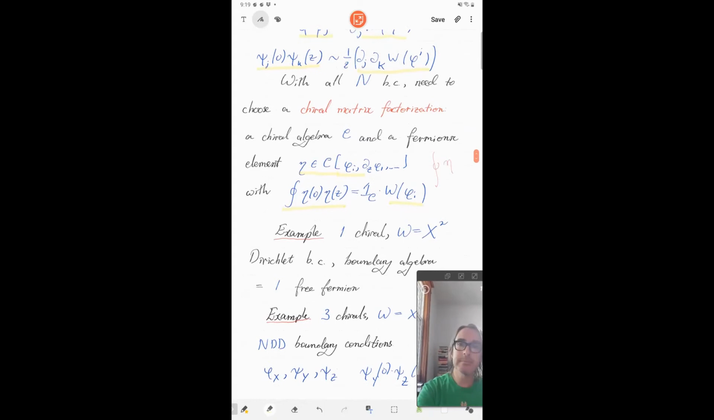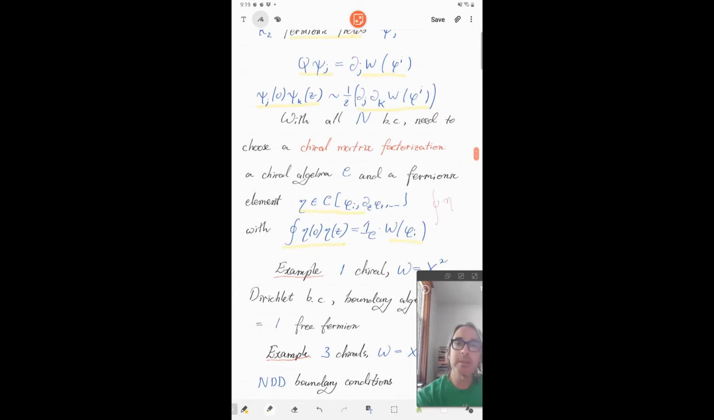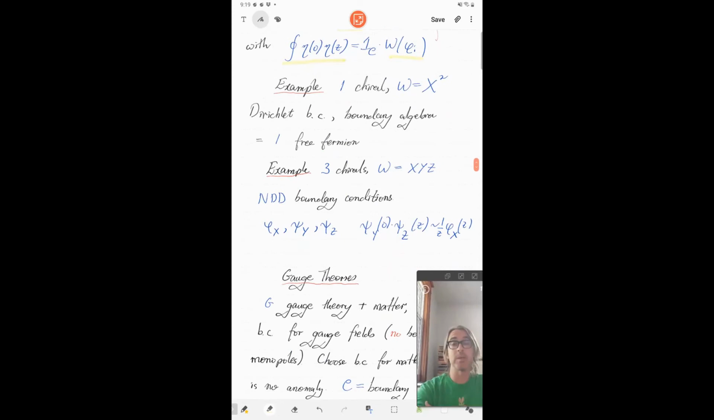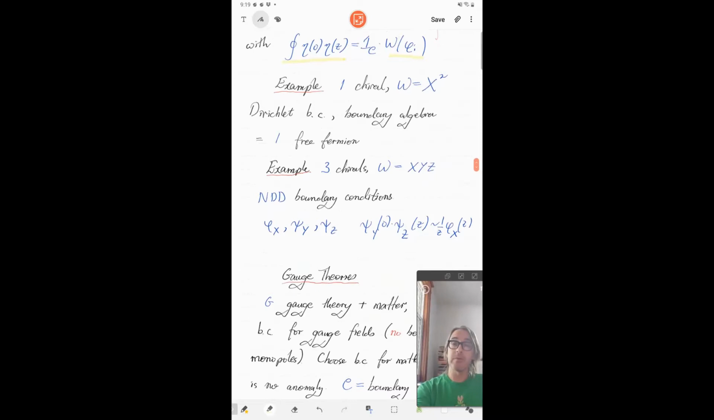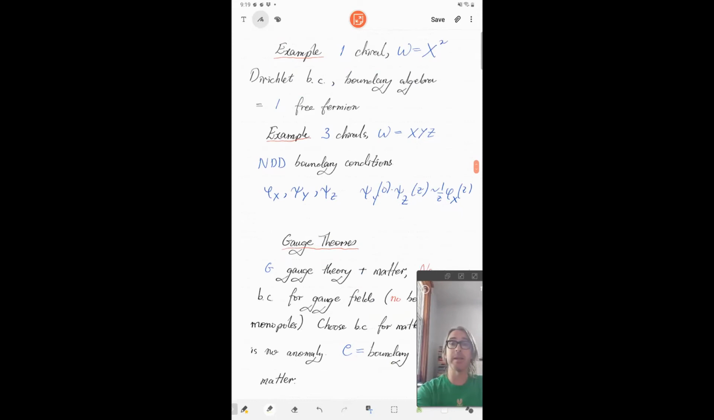Suppose I take a single chiral with superpotential W equals X squared. If I take Dirichlet boundary conditions, the boundary algebra is simply one free fermion. Because if I look back a little bit, the OPE was psi times psi is the second derivative. The second derivative of this guy will give you the usual OPE of one free fermion. And in this case, because of the presence of the superpotential, it's natural to change the spin of the bulk field so that this fermion ends up having spin a half.